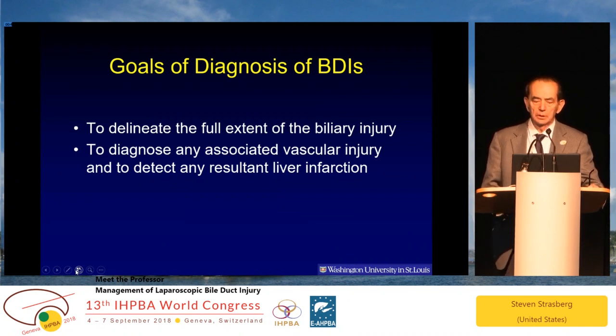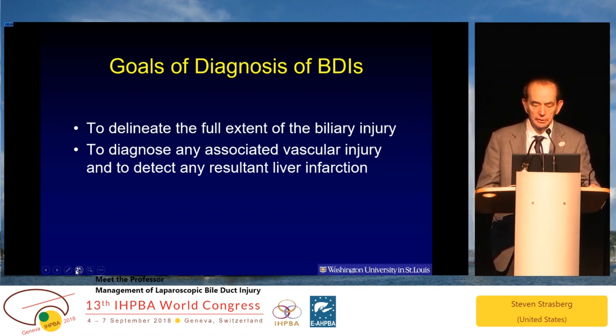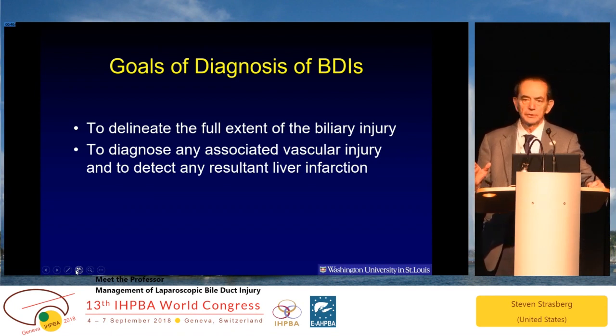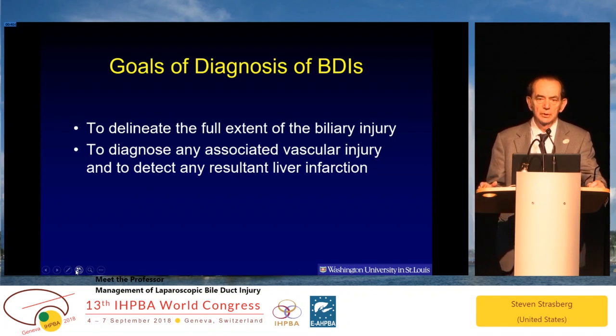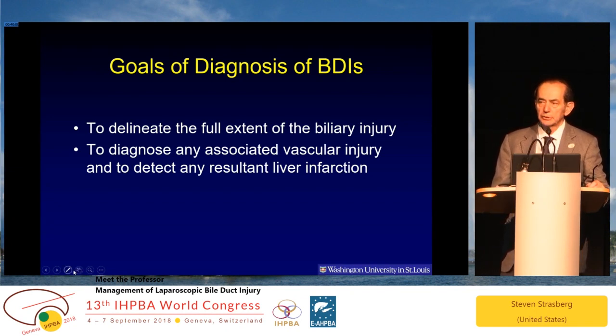So the goal of diagnosis of bile duct injury is to delineate the full extent of the biliary injury. And the second goal is to diagnose any associated vascular injury and to detect any resultant liver infarction. Those are the 2 goals, and it's extremely important to fulfill them, because if you don't, you may find yourself in the operating room suddenly not knowing where the damaged ducts are, and you can't find them, then that can be a disaster.